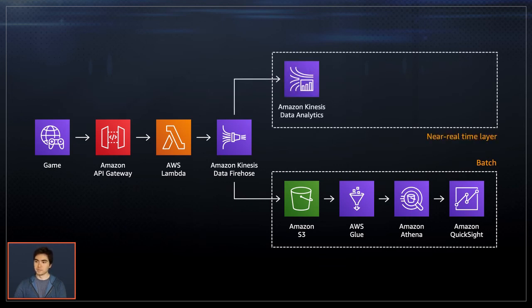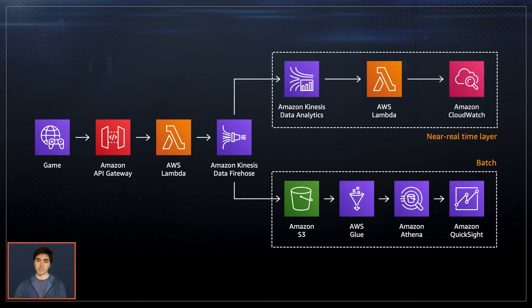For the real-time pipeline, Kinesis Data Firehose sends data to Kinesis Data Analytics, which performs some SQL queries. In this case, we're just filtering out some data because we're not interested in everything we're sending in our payload. And then we use AWS Lambda to trigger off of those filtered records and send them to Amazon CloudWatch as a custom metric.